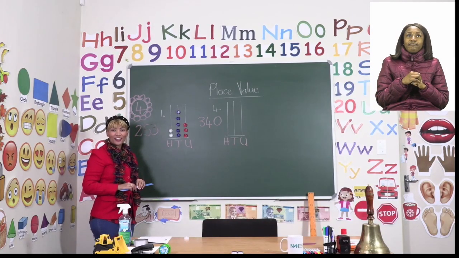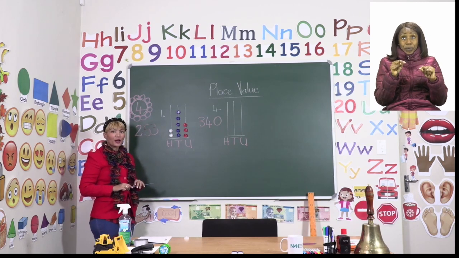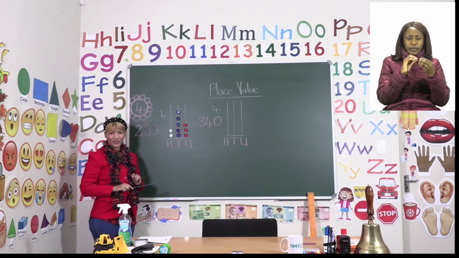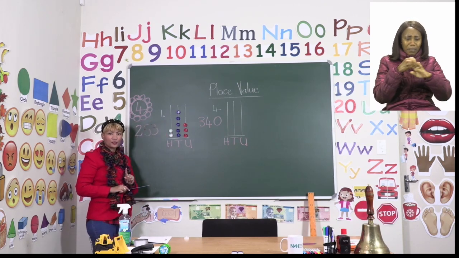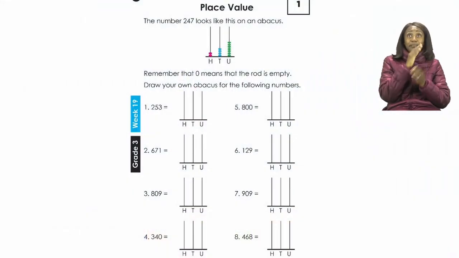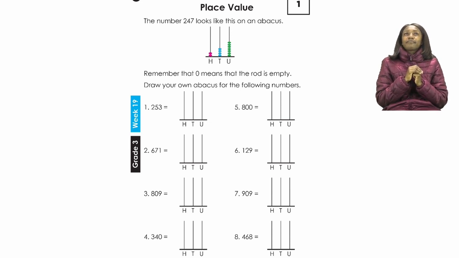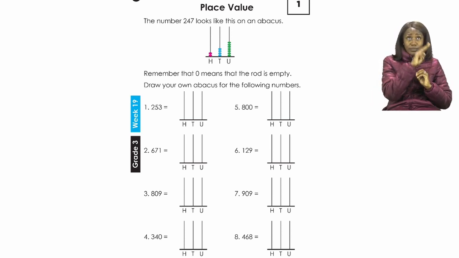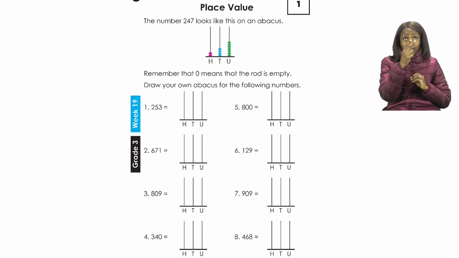For this part of our lesson, we are going to talk about place values. Okay, for this part, I want you to turn to page 4 in your booklets. Place values. Okay, on top there it says that the number 247 looks like this on an abacus.